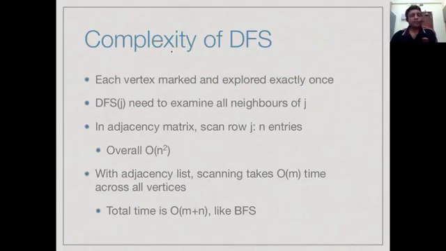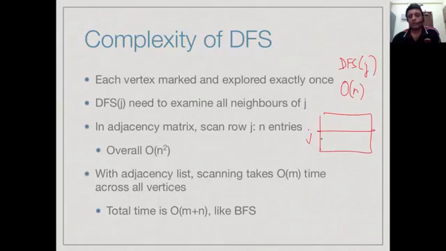So what is the complexity of depth first search? Well, each vertex is marked and explored exactly once. So we do DFS of j once for every j. So these are order n calls. There are actually exactly n calls if everything is reachable. Now when we call DFS of j for a particular j, we need to examine all the neighbors of j. As we saw before, if we have an adjacency matrix, that means we have to look at the row j and we have to look at every entry in this row. So this takes order n time. So we have order n calls and each call takes order n time. So overall we have order n squared time.